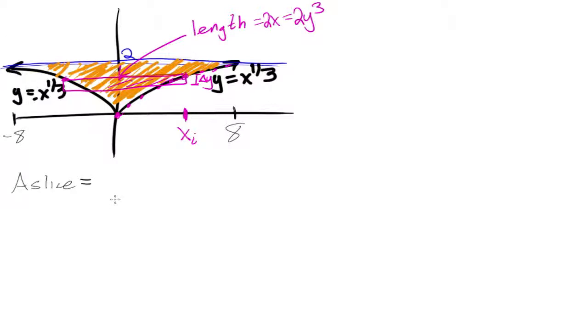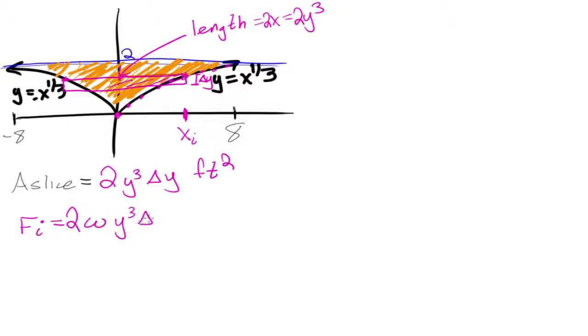Okay, so then what would the area of the slice be? Multiply that by some delta y: 2y cubed delta y. Let's say this is in feet, so square feet. So then the force on that slice would equal what? Omega times depth. Let's put the 2 right here: 2 omega y cubed delta y. So that's the area, right? So the pressure times the area times the depth.